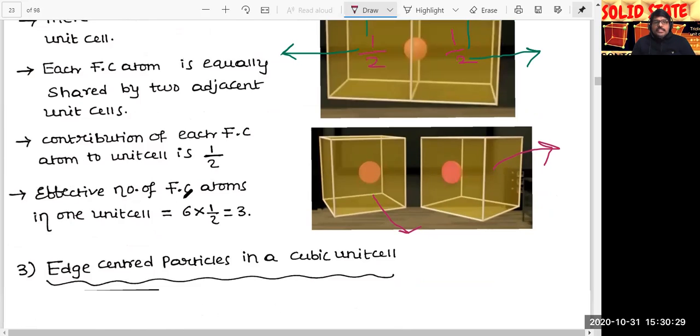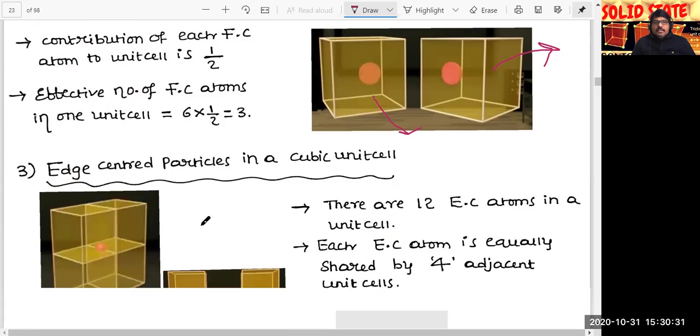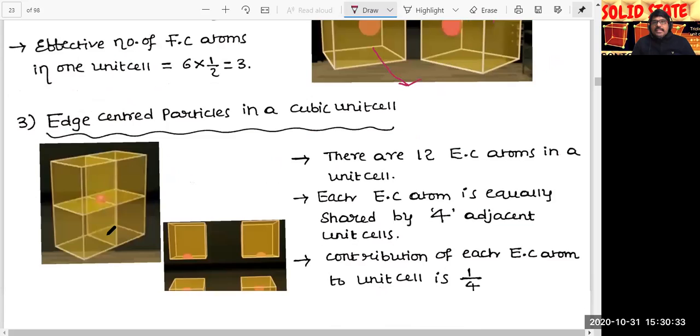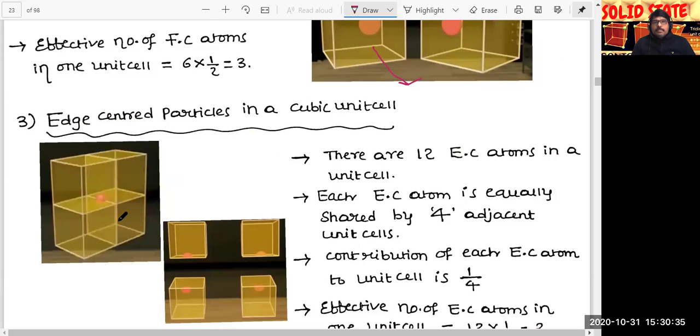Now let us take edge-centered particles. If the particle is present at the center of the edge, what will be its environment? How many unit cells are sharing it? And what will be the contribution of that atom to each unit cell? That is our discussion. You can see this is one edge, and any edge in this picture can be taken. I'm explaining the situation with one example, and the same can be applied to all edge-centered atoms.